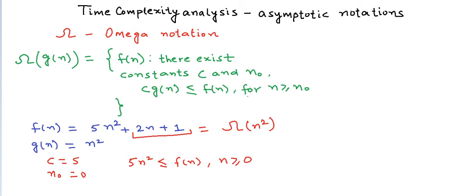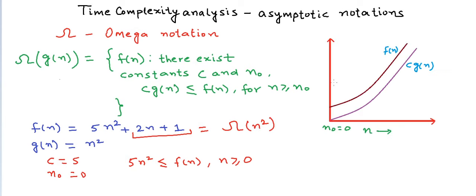And let us now plot this on a graph. What this graph tells us is that c times g(n) will never exceed f(n) for all n greater than or equal to n naught. So omega notation gives us the lower bound of the rate of growth of a function. And in the context of time complexity analysis, this may be important in the sense that we may say that the time taken grows at least by the rate of growth of this particular function, g(n).